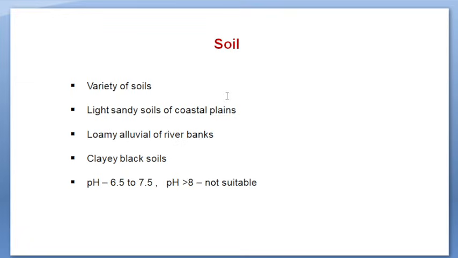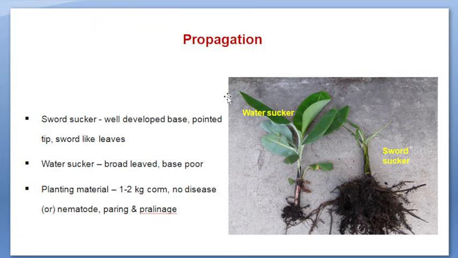And we can cultivate in different kinds of soils, but alluvial soil or loamy soil or riverbank soils are well suited for its cultivation. pH is 6.5 to 7.5. And an important thing in banana cultivation is propagation.